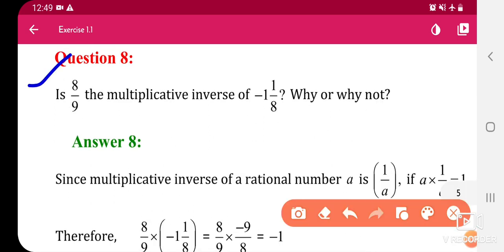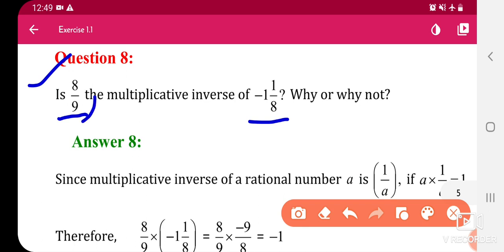Now the next question, question number 8. Is 8 upon 9 the multiplicative inverse of minus 1 upon 8? Why or why not? That means here we are asking whether 8 upon 9 is the multiplicative inverse of this number. Let's see.